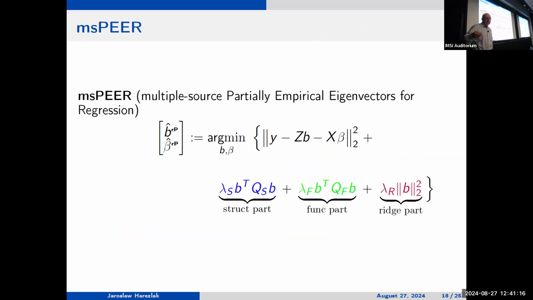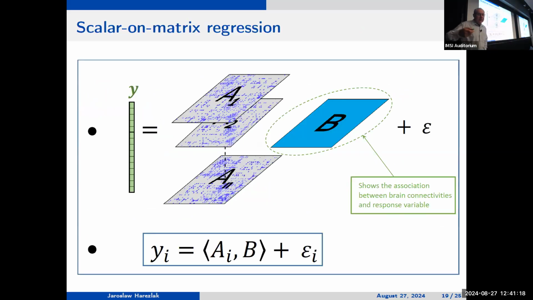But what I want to talk about a bit more, going beyond this, was still information on the nodes. This was information on the cortex. We might have a property of the cortex, let's say cortical thickness. What if we want to actually do scalar on matrix regression? Here the estimation is not of the regression coefficient vector, it's a regression coefficient matrix.